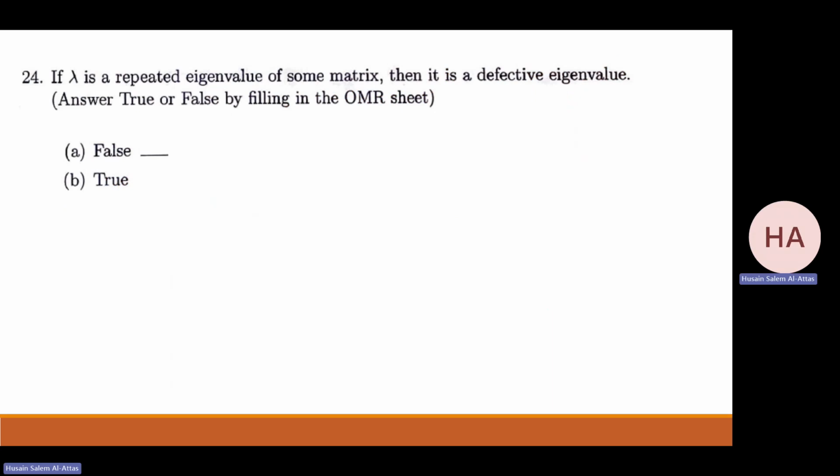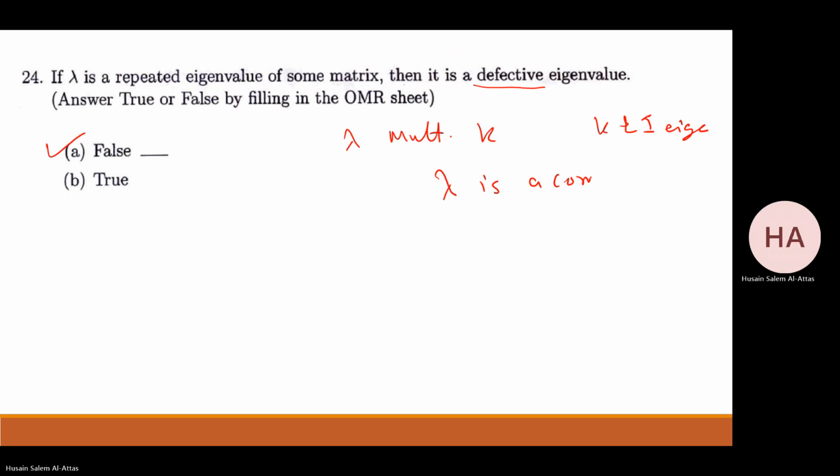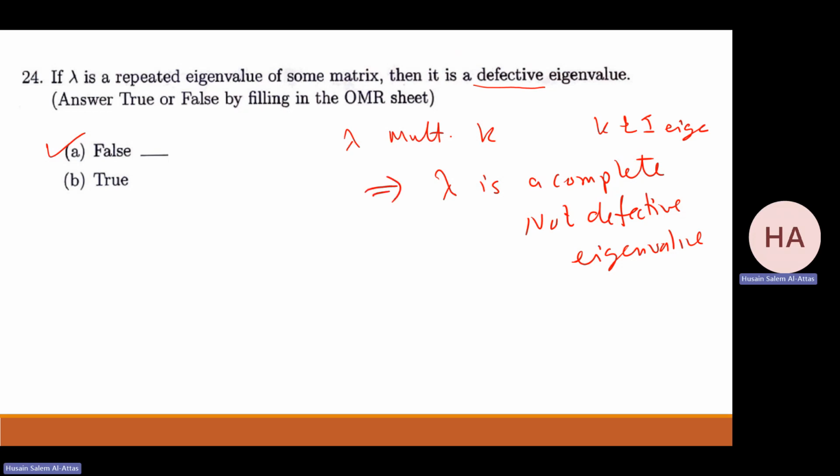That was a question for when we have true false questions sometimes. If lambda is a repeated eigenvalue, is it defective? No, this is false. Why? Because if I have lambda with multiplicity k, and I can get k linearly independent eigenvectors, then lambda is a complete eigenvalue. It's not a defective eigenvalue. And we saw cases like that.